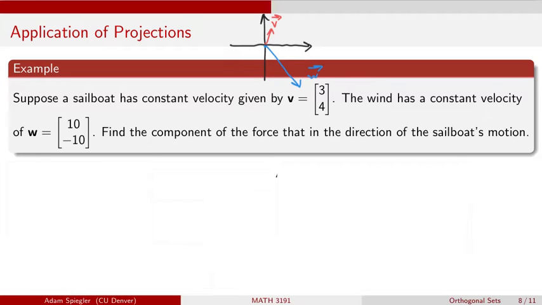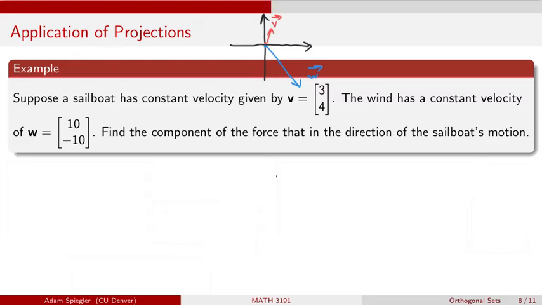Okay, so now let's take a look at application of orthogonal projections. Let's say we have a sailboat that has a constant velocity, which is given by the vector v, (3, 4). So we're going 3 units to the right and 4 units up. Let's just say in red, here is our vector v.